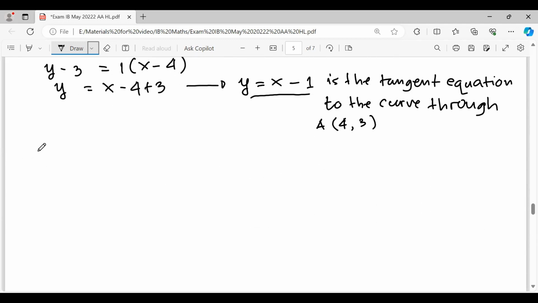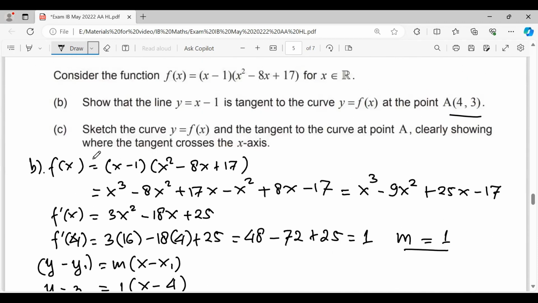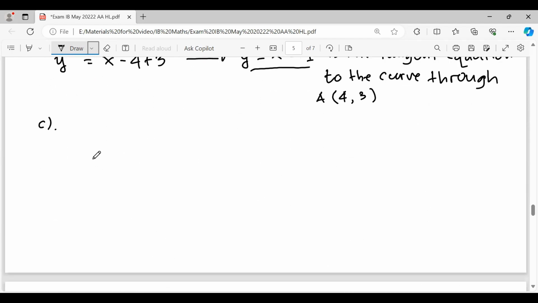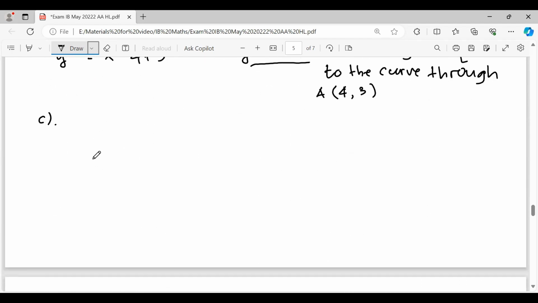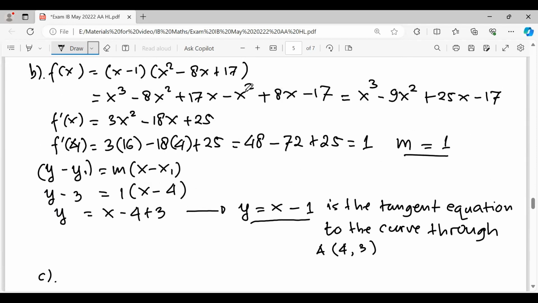Now, part C, we're going to sketch. But to sketch this curve, the cube curve, I'm going to find the extreme point, or the maximum and minimum point. So it means we have to find the first derivative. So the first derivative, I'm going to use this first derivative.